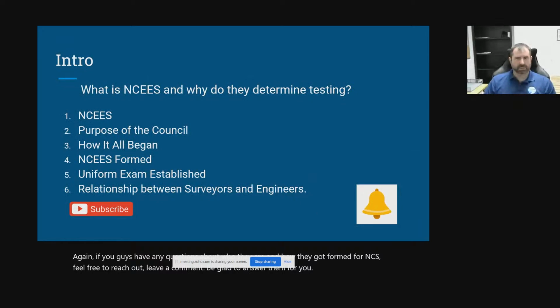And just to go over it again real quick for anybody just joining us now, we went over NCEES, what they are, what it stands for. So the National Council of Examiners for Engineers and Surveyors. That's NCEES. So the purpose of the council, how it all began, how NCEES was formed, the uniform examination established, and then the relationship between surveyors and engineers.